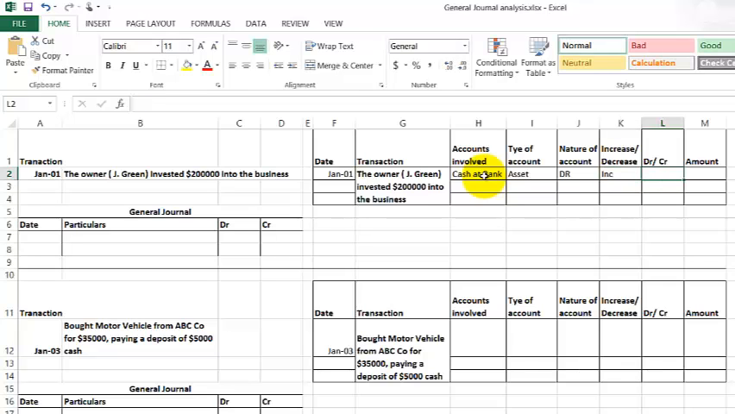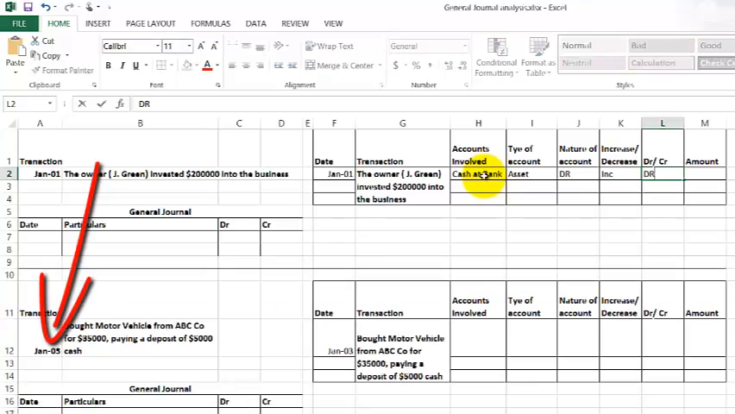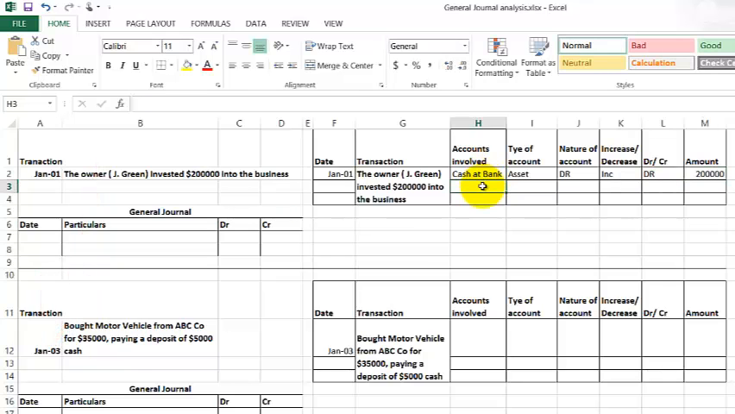Applying our account rules from the previous lesson, if it's an increase for an asset account, it's going to be debit. So I'm going to type in debit, and the amount is 200,000. Right. So let's look at the other account, owner Jay Green. In this instance, it's going to be capital, Jay Green. That's an owner's equity account.